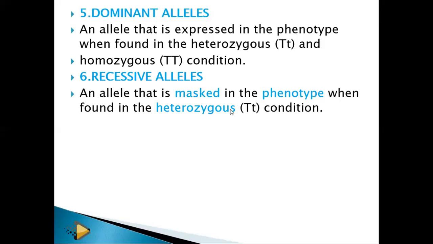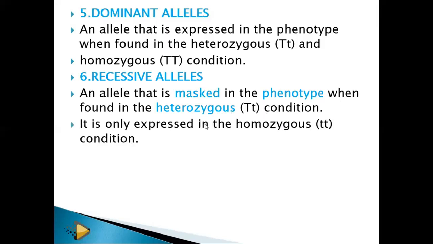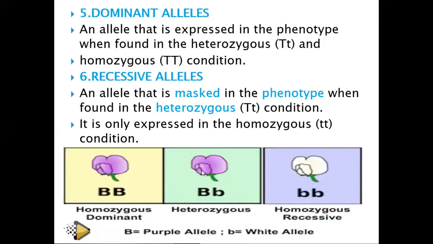So it can only show itself in a homozygous. It is only expressed in a homozygous condition or homozygous state. Here is an example. You have homozygous dominant. It means that, you see, they are the same. Homo means the same. Zygous comes from zygote. So it means that this zygote has the same kind of allele. Heterozygous means that this zygote has different kinds of alleles.